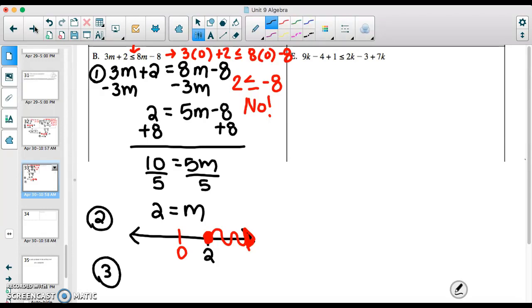Now I want to write this as an interval. So this would be x, all of the numbers that are bigger than or equal to 2. Since we're going to the right, that's greater than, and because my 2 is filled in, that's where that or equal to comes in.